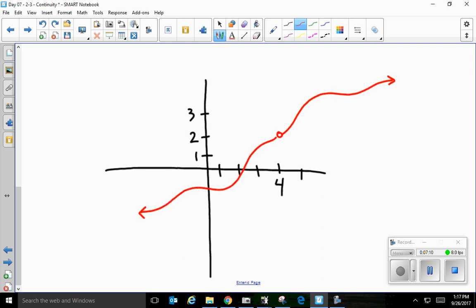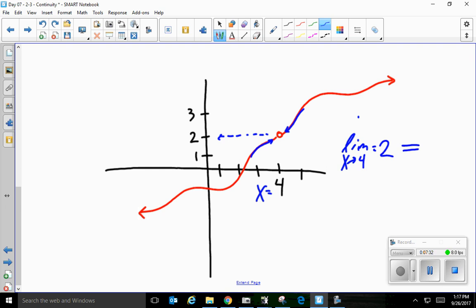Now, is that continuous at x equals 4? What's the limit as I approach 4 of this function? As I go from the right and from the left, does it approach the same value? Yeah. 2. The limit as x approaches 4 is 2.